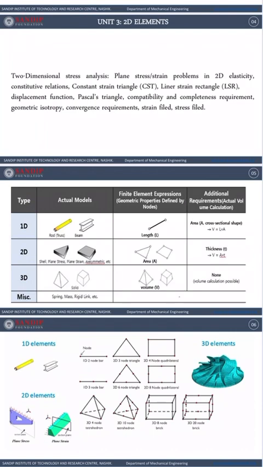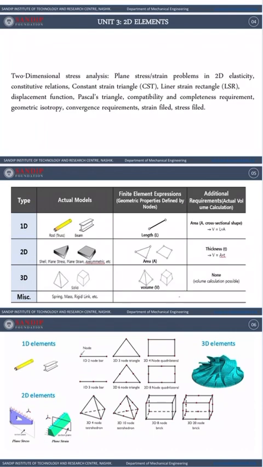Then what are the convergence criteria for an element? For this we will see Pascal's triangle. Then we will see the compatibility and completeness requirement. In that we will see geometric isotropy. What is geometric isotropy, and what is the need for it? And then finally we will see the strain and stress field for this two-dimensional element. So we will see one by one.